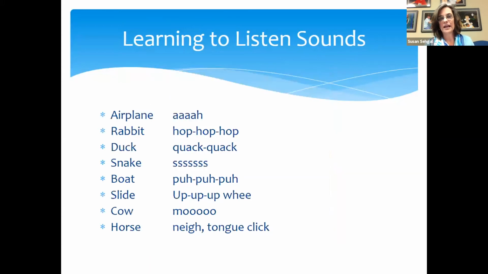And this next slide shows some of the learning to listen sounds that are out there. So they're not just simply onomatopoeia words, but they're actually specific sounds associated with objects that range in various suprasegmental features. So on this slide, you'll see airplane, ah, or duck, quack, quack, or maybe the cow, moo, or a horse, which is neigh.